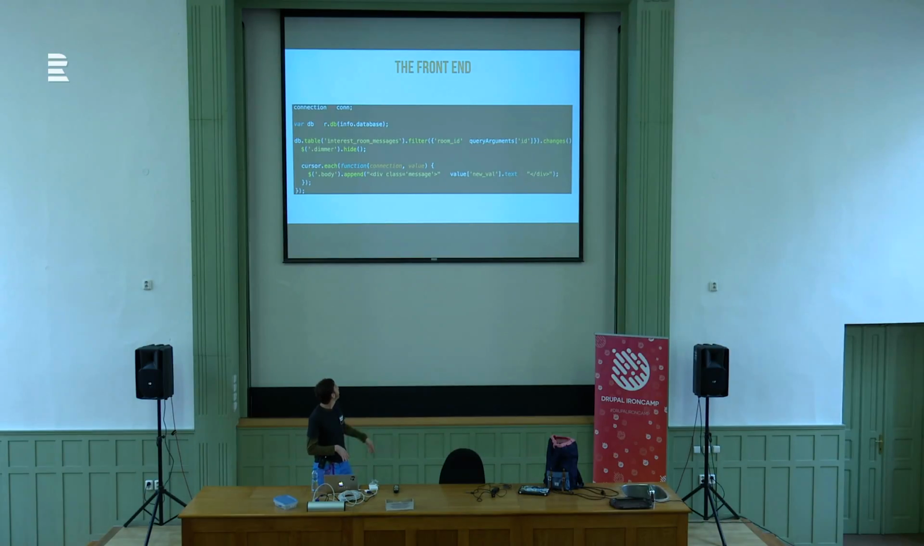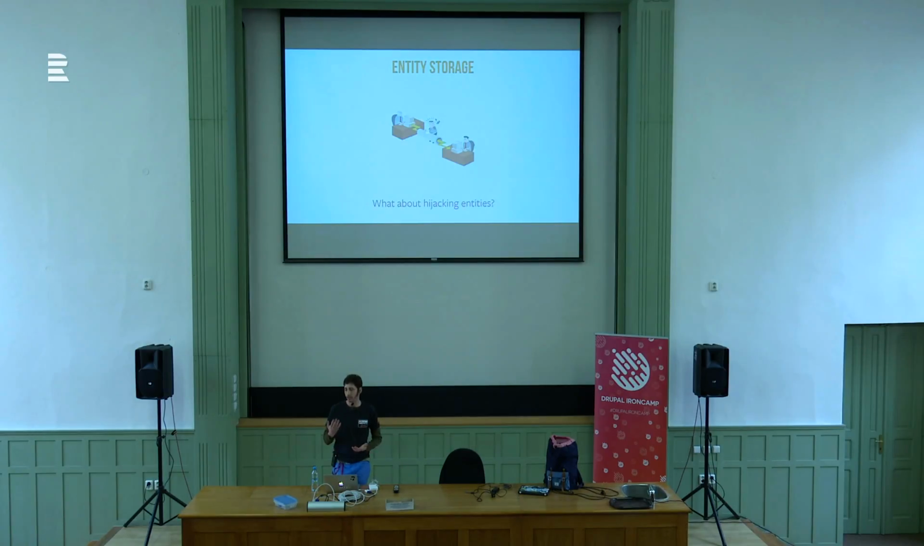Electron gives us the option to create a Node.js and jQuery application together. So in that case, I'm going to say any changes in a room ID, just take it and append it to a div class on the DOM objects. And you're probably thinking right now, okay, that's very cool. I want to store my comments. I want to store my nodes. I want to basically hijack the entities in Drupal.